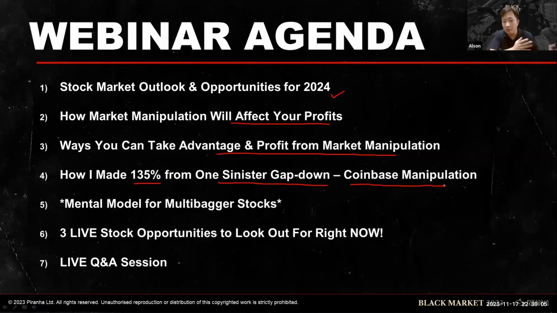It happened only recently, and it's a very good example of how the market maker manipulates and creates uncertainty among the retailers and profits from the manipulation. And now I'll share about mental models for multi-bagger stocks as well, because it's something I think some of you are interested to know: how some traders actually devise a plan to trade multi-bagger stocks. I'll also be sharing with you guys 3 live stock opportunities, based on what I'm going to teach you guys here.